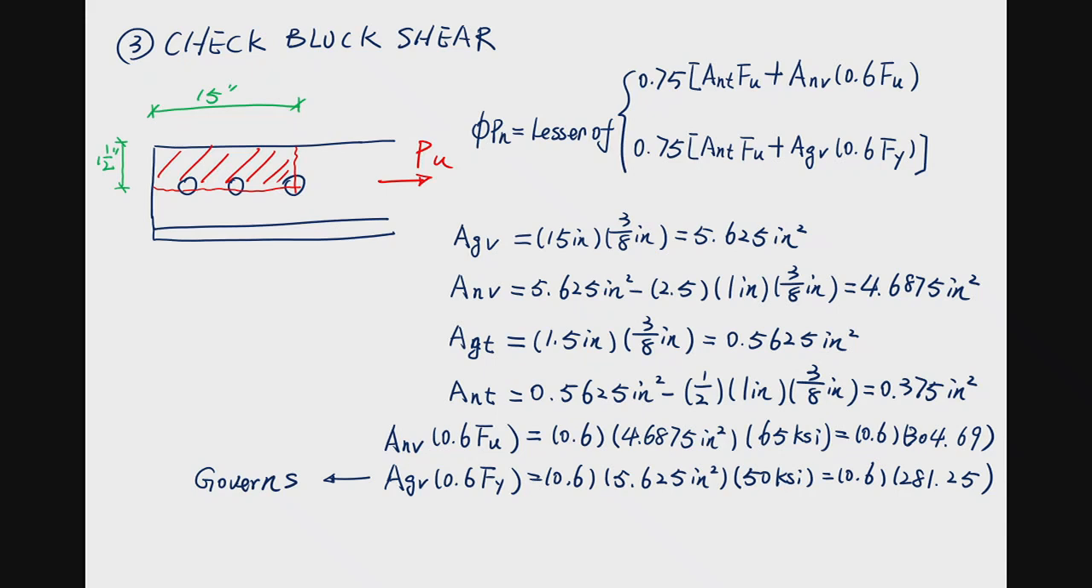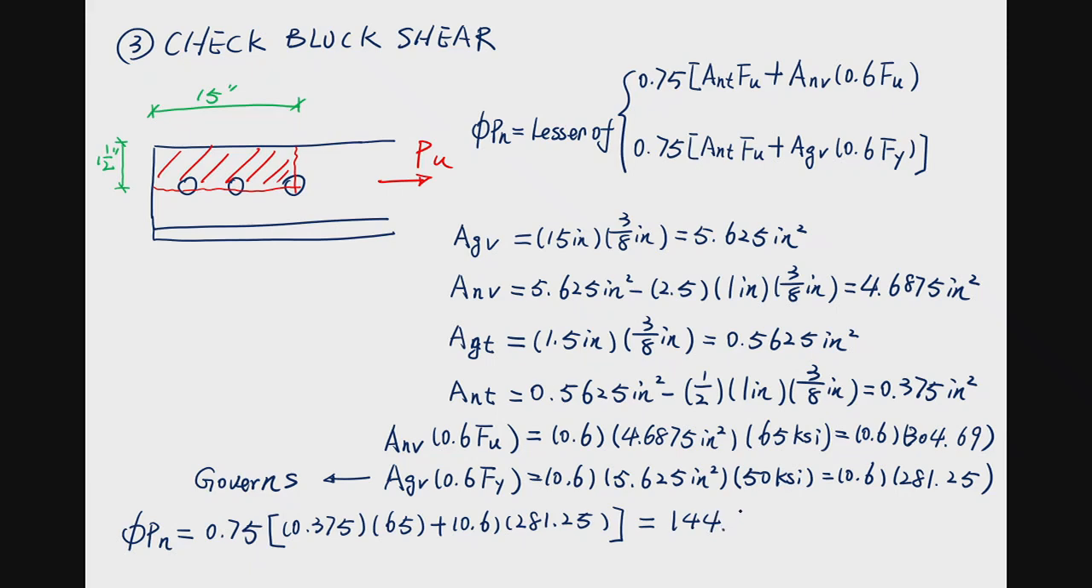So from there we can calculate phi PN for the block shear equals 0.75 times ANT times FU, which is 0.375 times FU, which is 65, plus 0.6 times 304.69, equals 144.8 kips.